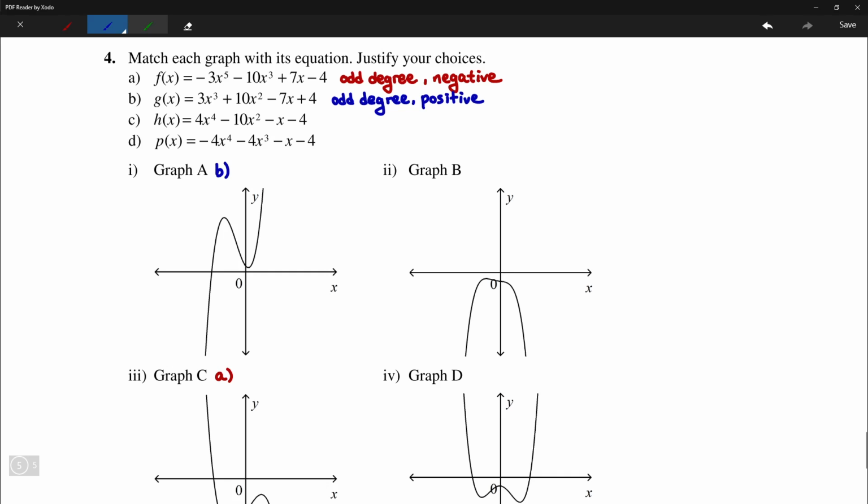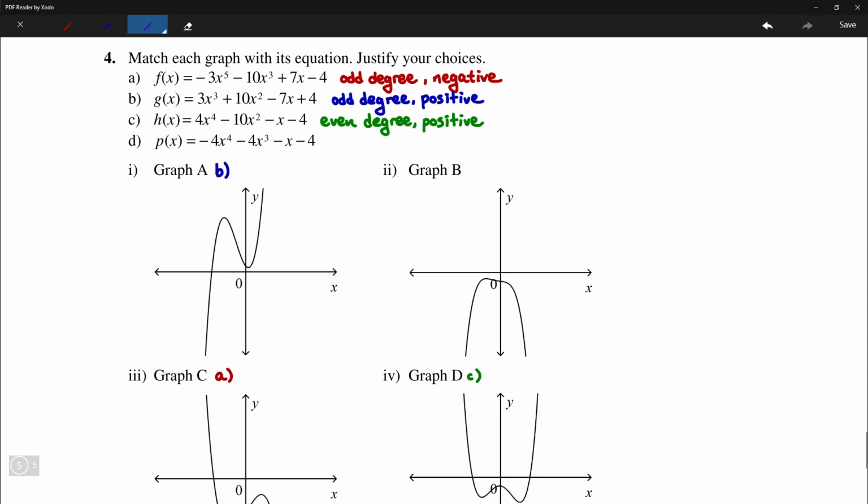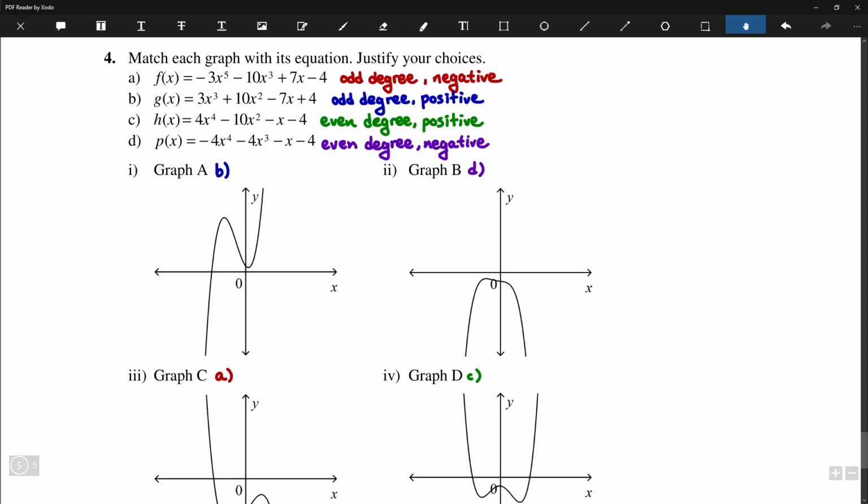And afterwards, the third one, this is even degree but positive, so that must be graph D. And finally, the last one, we are looking at even degree but negative, so that must be graph B. Okay, so that's it for question number 4. So let's move on to question number 5.